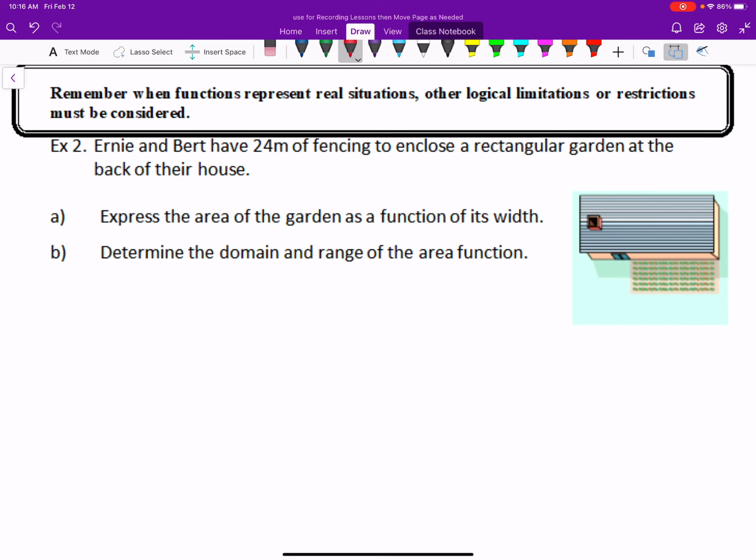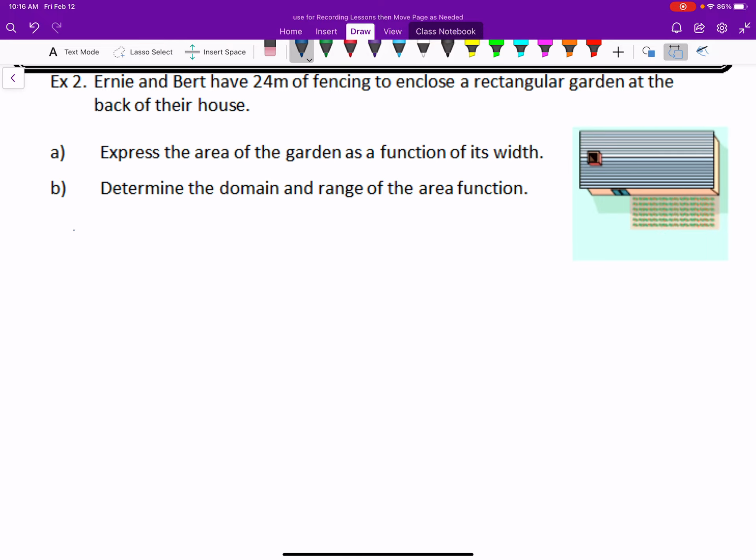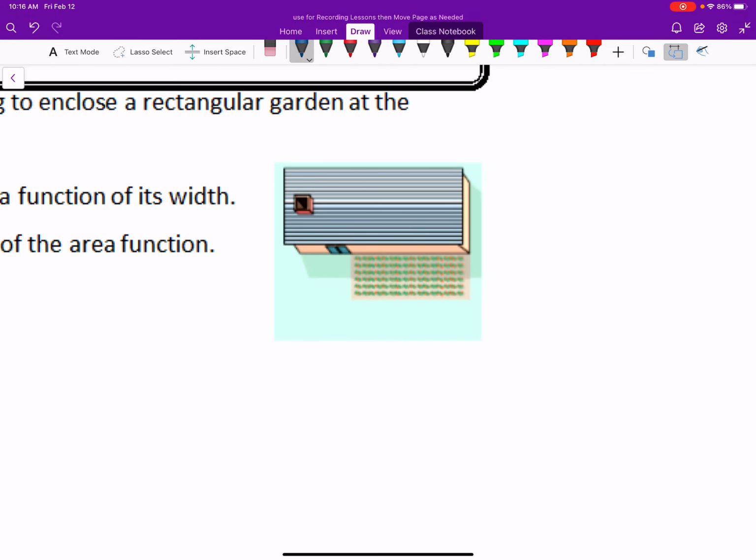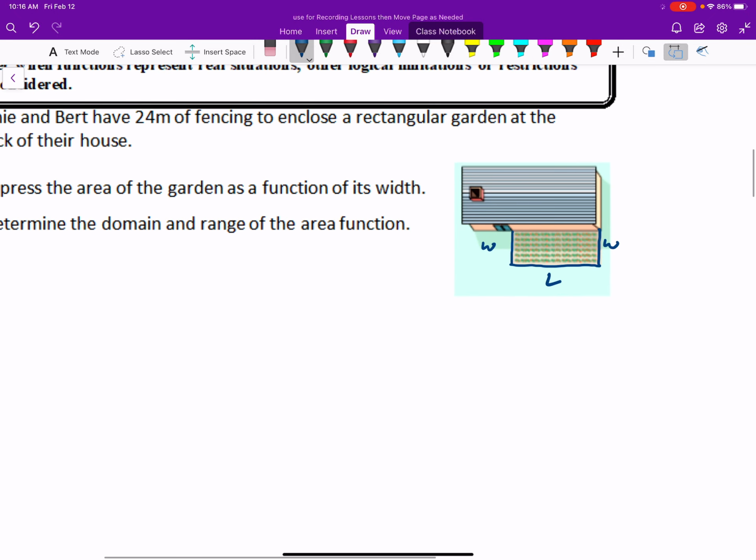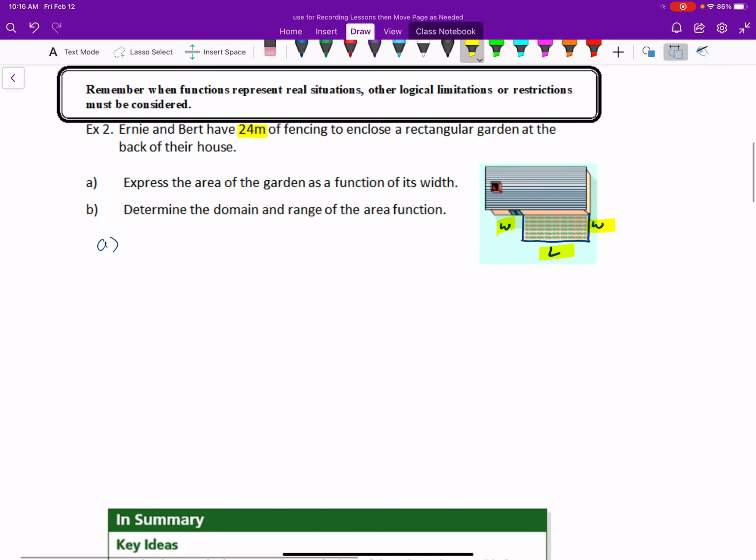Ernie and Bert have 24 meters of fencing to enclose a rectangular garden at the back of their house. Express the area of the garden as a function of its width. You can see on this diagram that there's only 3 sides of the garden that have to be enclosed. We'll call this shorter side the width and the longer side the length. To use that 24 meters of fencing, those 2 widths and the 1 length equal 24.